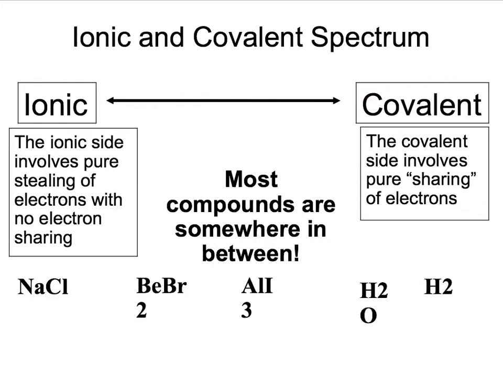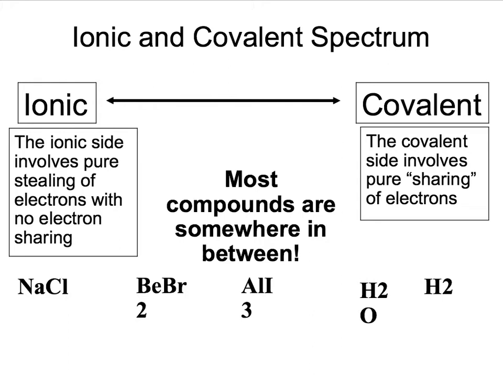With covalent here, we have pure sharing of electrons. So something like H2 would be an example of absolutely pure sharing. The hydrogen and the hydrogen have the exact same strength, and they're both pulling on the electron from the other hydrogen in the same amount. But what happens is most compounds are somewhere in between. So I have H2O, water, as an example, where yes, it's covalent, but it's not very even sharing of electrons.